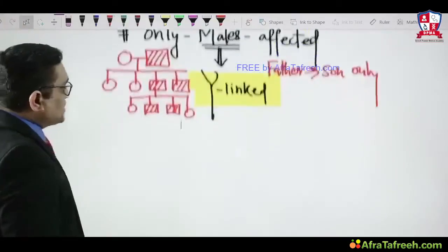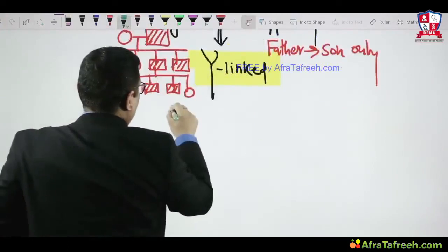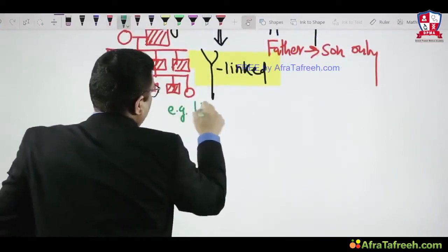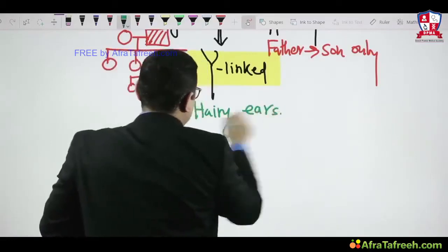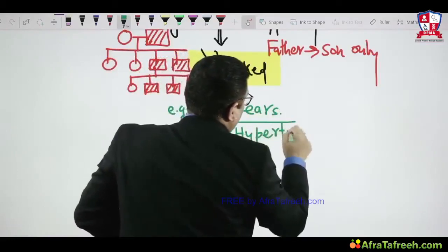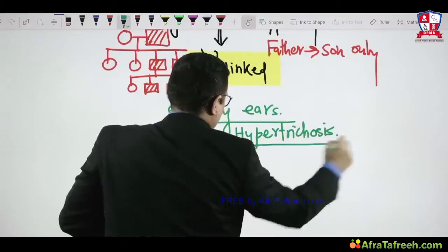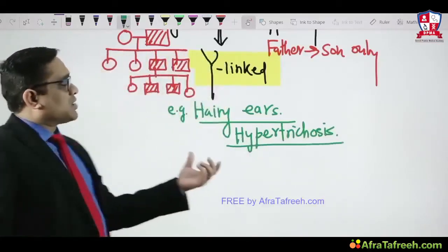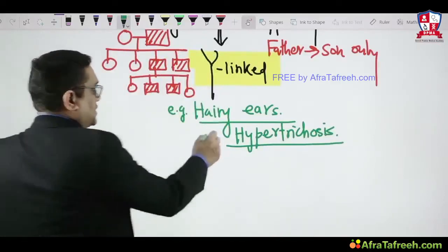What are the examples of Y-linked disorder? A Y-linked disorder example is hairy ears, which is also called hypertrichosis. It is a part of hypertrichosis. So hypertrichosis is a great example of Y-linked disorder. So this is the Y-linked disorder.